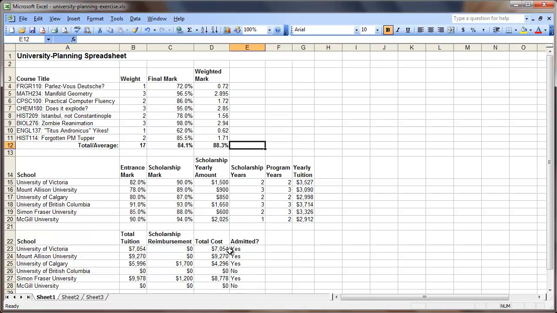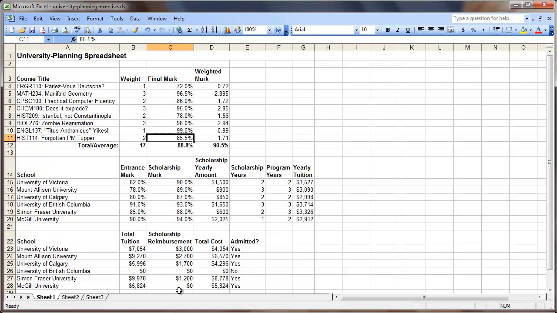And right now, what's our cheapest option? By far, University of Calgary is much cheaper than the others. But let's play with some of the numbers of our final marks and see what happens. I've already got fairly high marks, but let's see if I can adjust them. Right now my average is 88.3. What if this mark wasn't a 62 but was a 99? So I really did well in English 137, let's say. My average goes from an 88 to a 90.